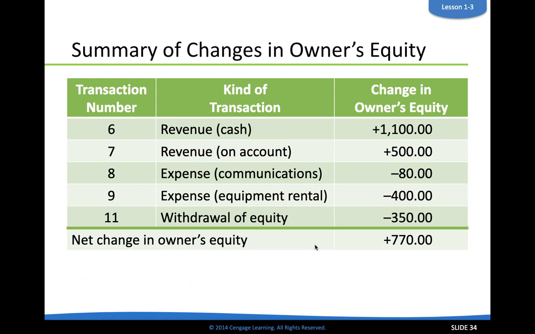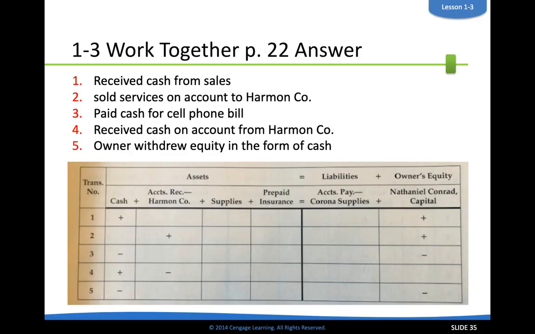Here's just a summary of the changes in owner's equity that we went through. Not going to go back through that. You guys can flip through as necessary. But then also, just like the last lesson, here is the answer to the first problem that you're going to be doing in the MindTap website on page 22. Go through again and look at what happens to both sides of the accounting equation when you receive cash from sales, sold services on account. So when you receive cash from sales, that's revenue. So we know revenue, receiving cash always increases the cash account. So a plus there increases that, and it also increases owner's equity there.